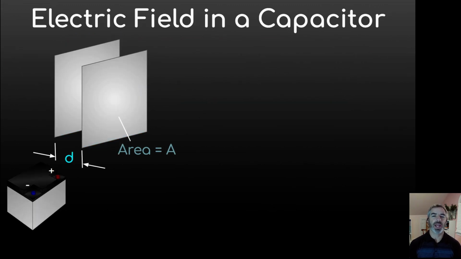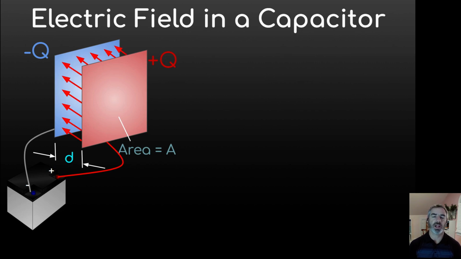Now let's talk about the electric field in a capacitor. When we hook the battery up and that potential is causing charge to move from the positive plate to the negative, we now have the positive charged plate closer to us. We note that the electric field lines point from the positive to the negative. And we know that the electric field in a parallel plate capacitor is going to be constant.